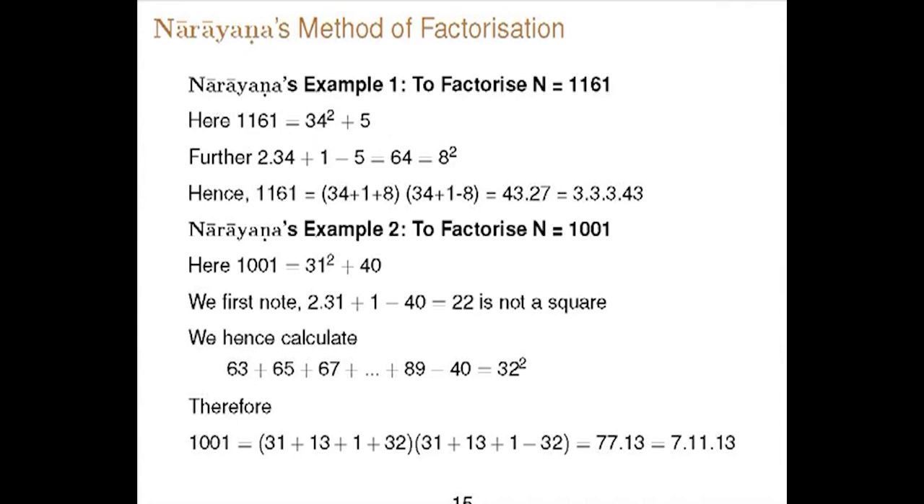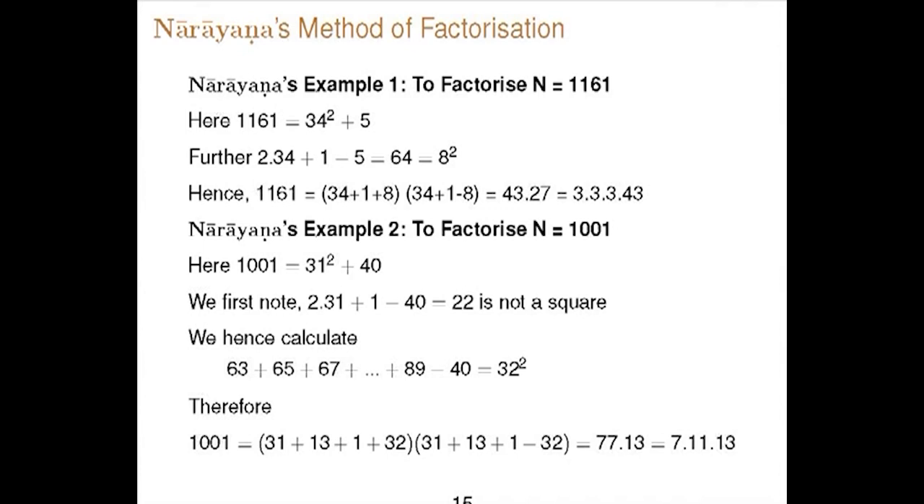So Narayana has given two examples. They are not complex, but you can work out more complex examples by what is today known as the Fermat method of factorization. So 1161, the closest square is 34 squared plus 5. Here you are lucky, 2 into 34 plus 1 minus 5 is already a square. So you got factors straight away. Now it is 1001, the nearest square is 31 squared he has taken, 31 squared plus 40. Now 2 into 31 plus 1 minus 40 is not a square.